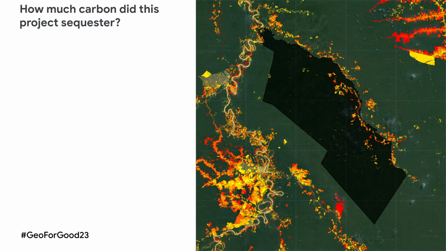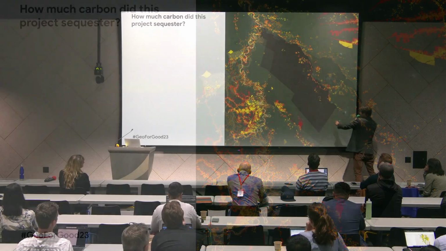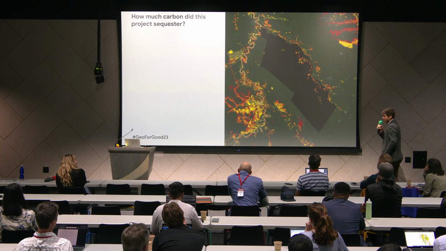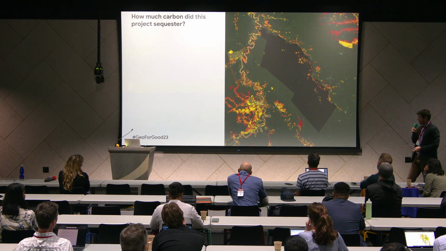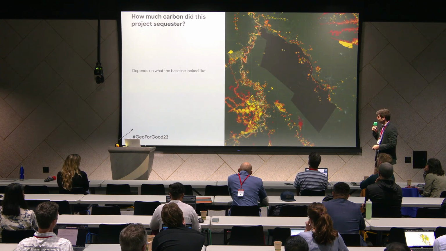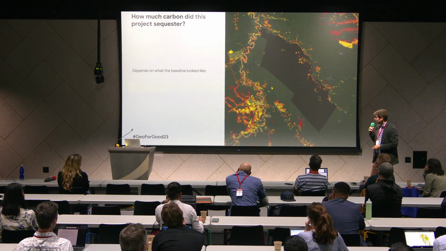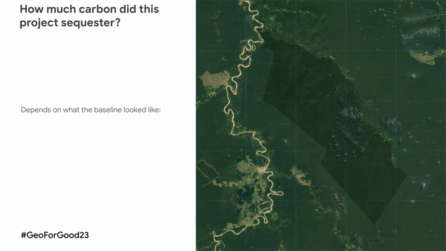There's clearly a little bit of deforestation in the project. Maybe there's a lot more outside of the project. But how much would have happened without the project? It depends on what the baseline would have looked like. So I'll get rid of all the red and yellow here. We have the project. It depends on if the baseline looked like that, in which case there was no additional carbon sequestered or no avoided deforestation.